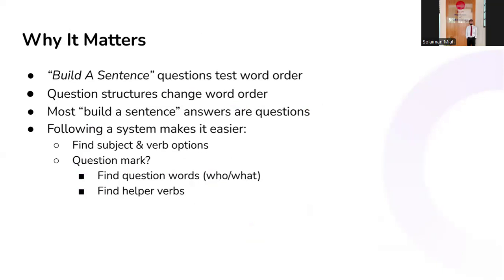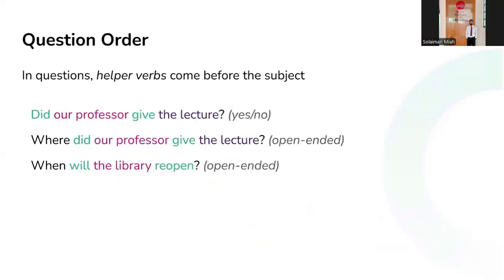So to make this easier, it helps to follow a system. First, identify the subject and verb options, then check whether the sentence is a question. If it is, look for question words and helper verbs to guide the structure. When a sentence becomes a question, the word order changes a bit. In both yes or no questions and open-ended questions, helper verbs come before the subject. For example, in a statement, the subject comes first, but in a question, the helper verb moves to the front. Notice the word "did" in the first example. That's part of the verb, but it is before the word "professor," which is the subject. And if we add in a question word like "where," the same structure follows. So if we have a question mark at the end of the sentence that we are building, then we need to watch for helper verbs like "did," "will," "can," "may," etc. Those will come early in the sentence, before the subject.